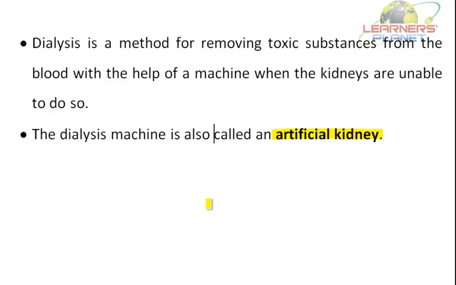So that is why, if the kidneys fail, the way for the survival of a person is that he or she can either go for a kidney transplant or go for regular dialysis.